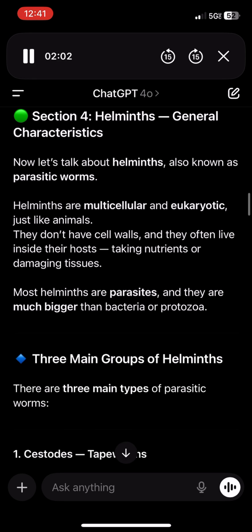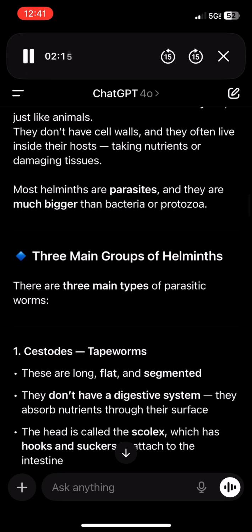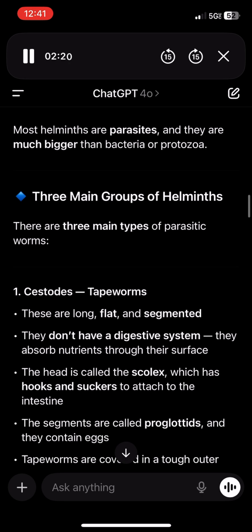Section 4, Helminths. General characteristics. Now let's talk about helminths, also known as parasitic worms. Helminths are multicellular and eukaryotic, just like animals. They don't have cell walls, and they often live inside their hosts, taking nutrients or damaging tissues. Most helminths are parasites, and they are much bigger than bacteria or protozoa.